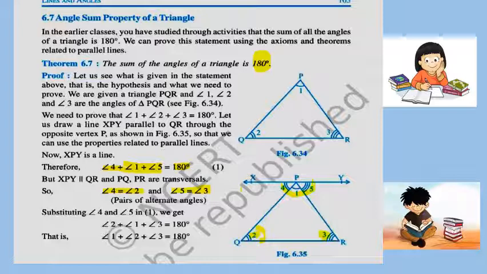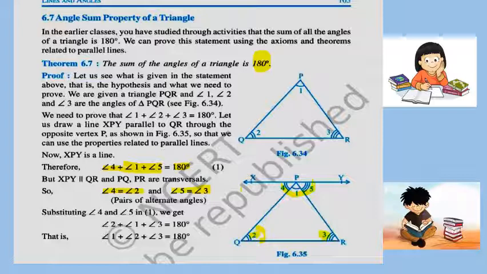See the theorem 6.7. The sum of angles of a triangle is 180. So let us take one triangle as triangle PQR. Name each angle of the triangle as angle 1, angle 2 and angle 3. Now here we have to prove angle 1 plus angle 2 plus angle 3 equals 180 degrees. So what we will do? We will draw a line XPY. See the second figure of this theorem.